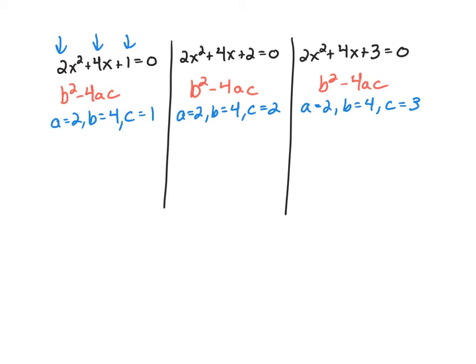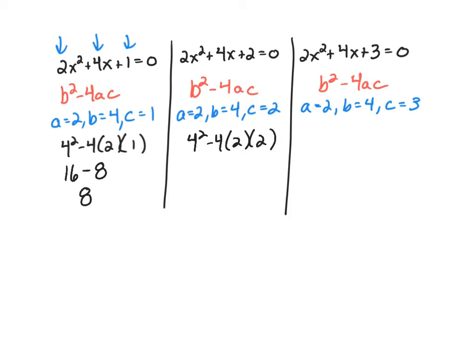In the first one, we have b squared, so 4 squared, minus 4 times 2 times 1. So I get 16 minus 4 times 2 times 1, which is 8. 16 minus 8 is 8, so my discriminant in the first one is 8. Let's move on to the second one. We get 4 squared again, minus 4 times 2 times 2. 4 squared is 16, minus 4 times 2 is 8, times 2 is 16. So my discriminant is 0.